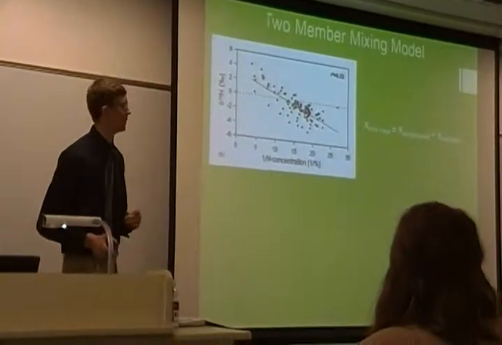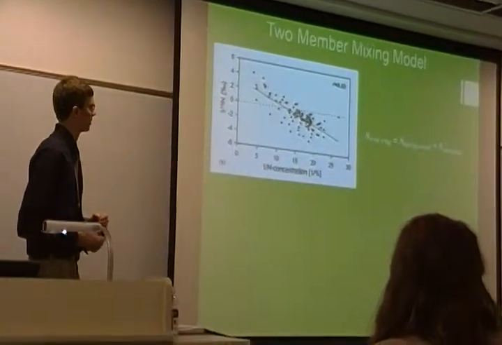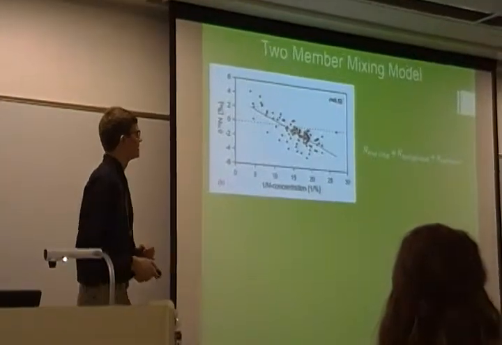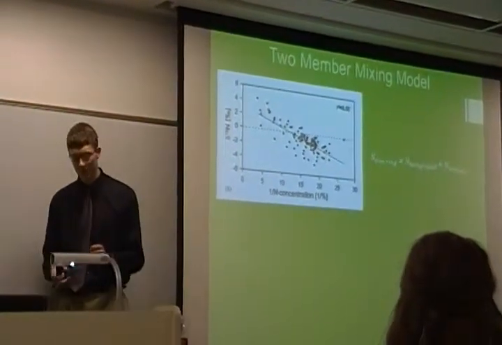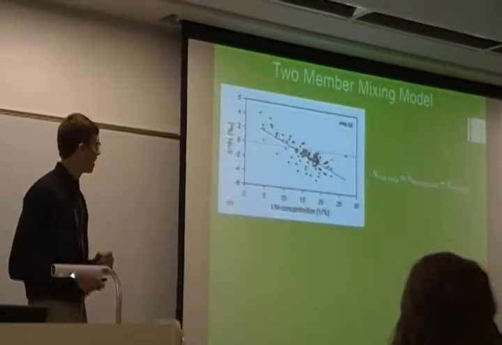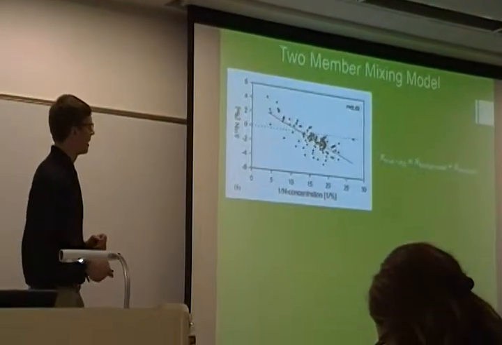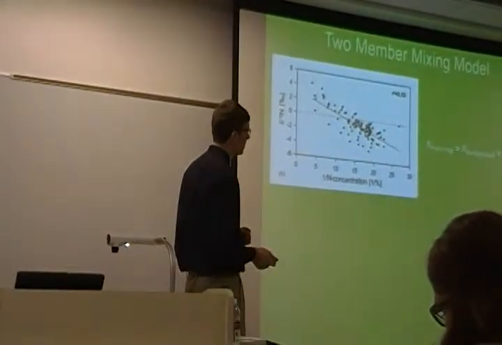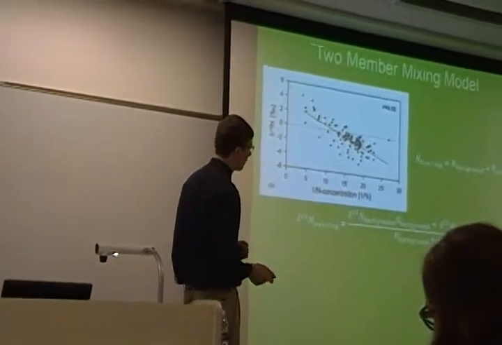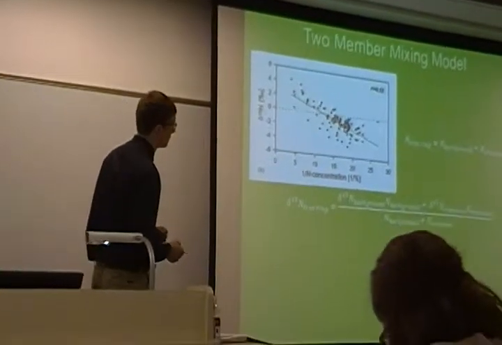But there's another way we can show this. There's another way to look at this. We're going to look at what's called a two-member mixing model. So we can say that the nitrogen that's stored in the tree rings is a combination of the nitrogen from the background soil that's in the environment and the emissions from vehicles. So we can make this two-member mixing model.